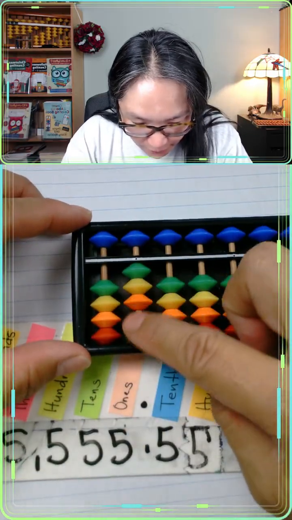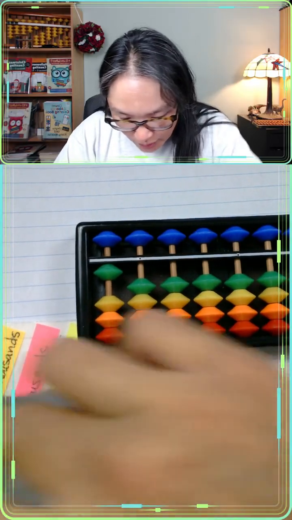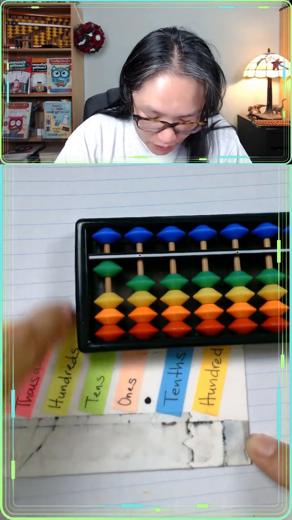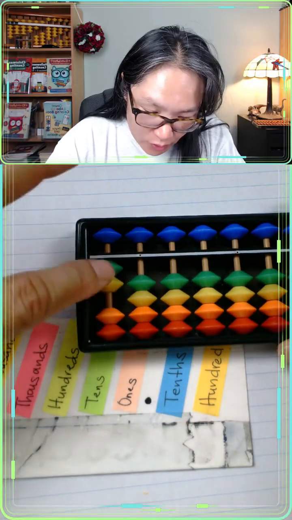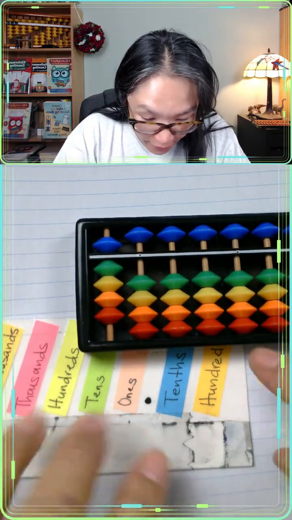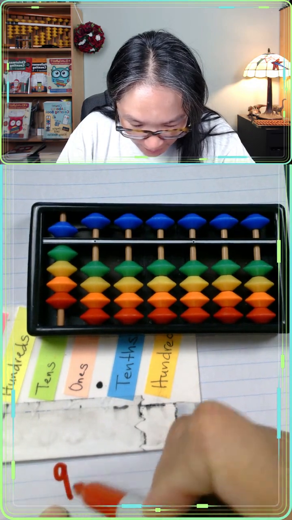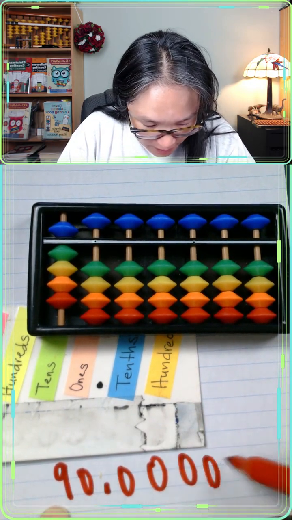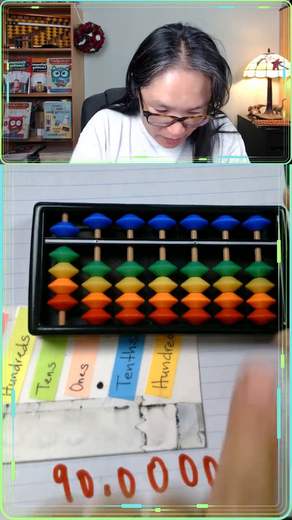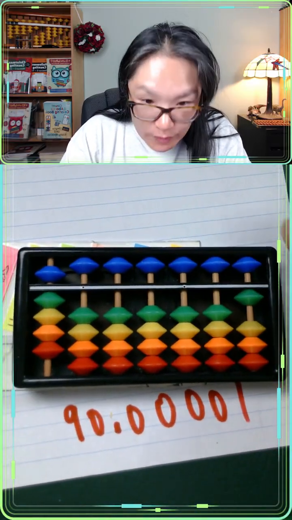So we have 1, 2, 3, 4, 5, 6, 7, 8, 9, and then 10. There we go. But notice I don't have any more room for hundreds. Because I have no more room for hundreds, I don't want to use this one. I could do 10, 20, 30, 40, 50, 60, 70, 80, 90, and then there's no hundreds. However, because I can do this, I can actually do 9.00001, 90.00001. That's what that would look like. Does that make sense? So what we're doing is every column is a place value.